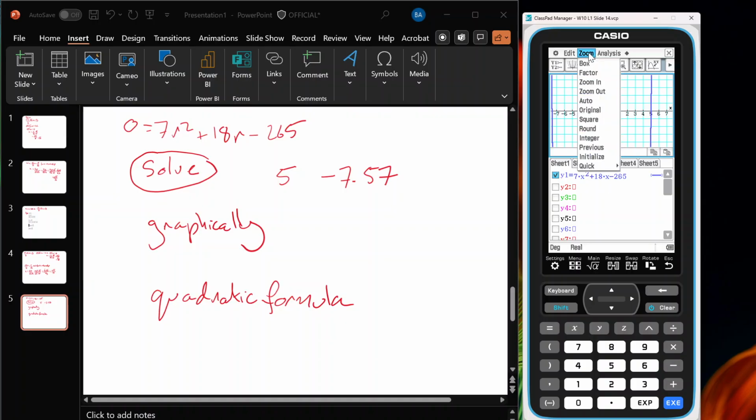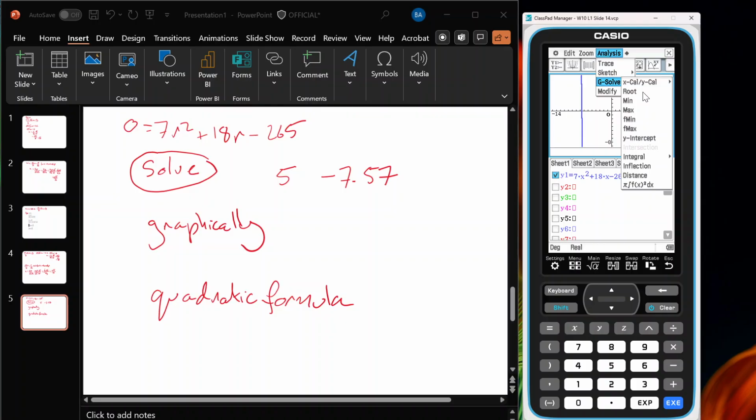And then if I zoom, I should be able to zoom out. And I'm going to go analysis, gsolve, root. And it tells me that one of the roots is minus 7.57. And if I click on the right arrow key, the other root is 5. So we get the same answers. And I'm sure if you put the numbers in the quadratic formula, you'll get the same thing.